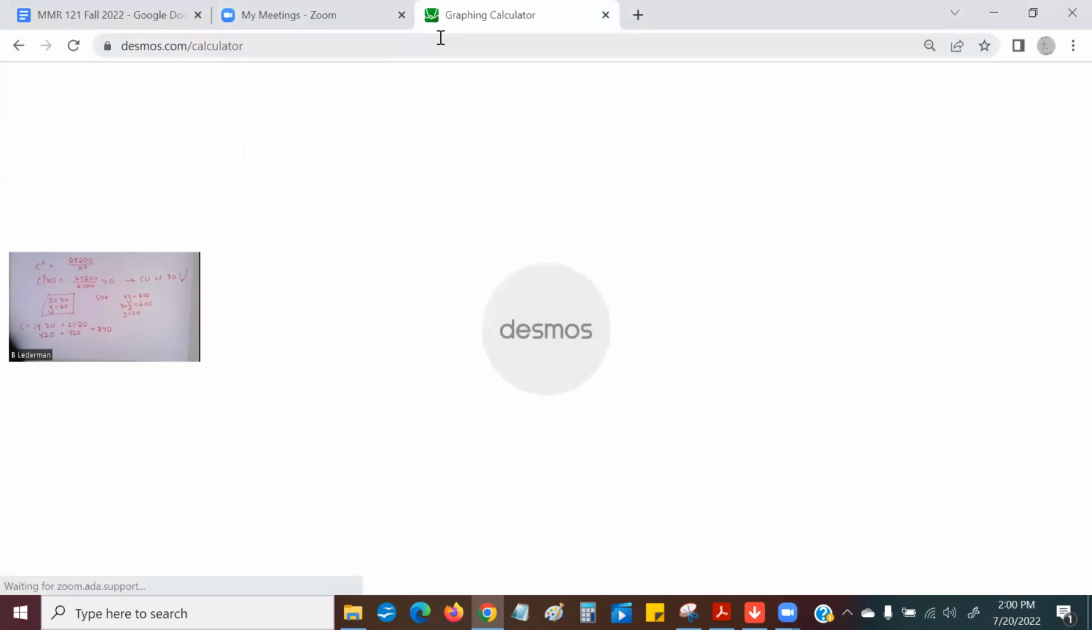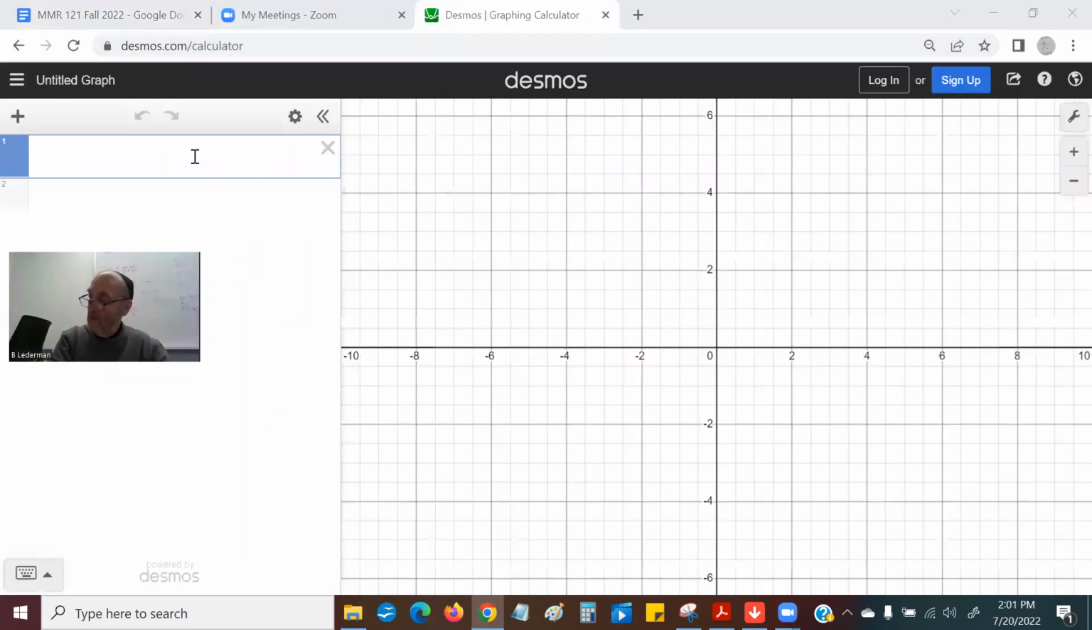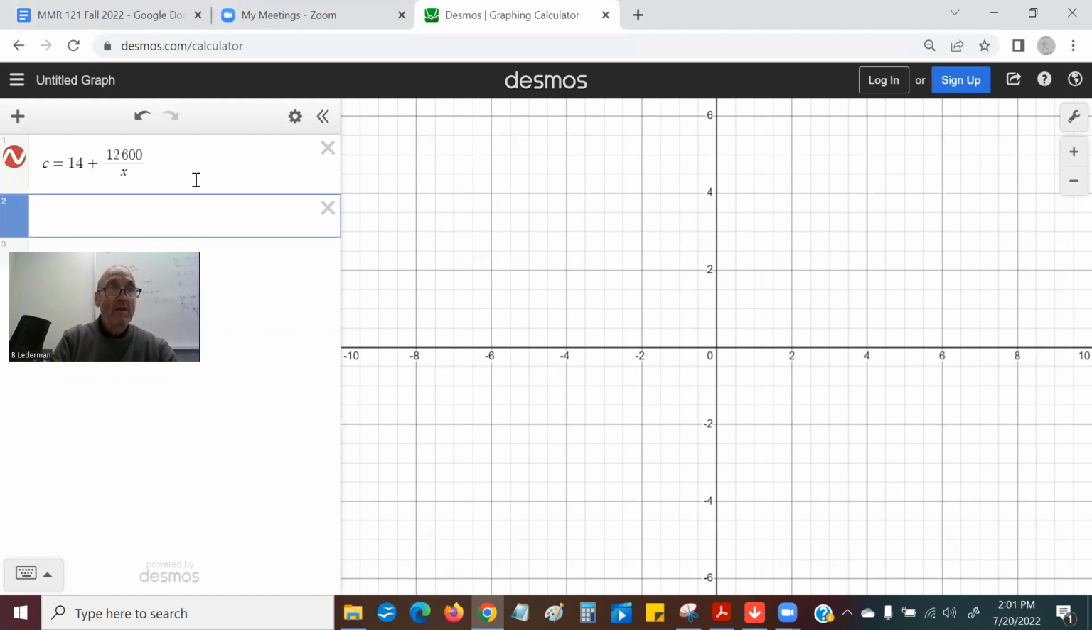Now I need to switch my camera. Okay, we're putting in y, C, well, I guess I'm putting in C. C equals 14 plus 12600 over x squared over x. That's my original function. And now you don't see it, do you?